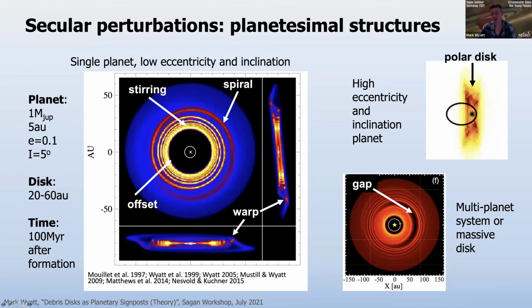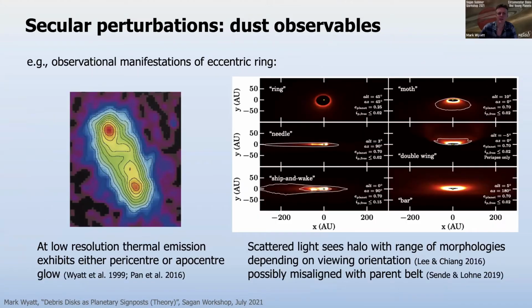And of course, if we see any of these structures, then we can use that to infer something about the planets that could be causing it. And indeed, that was what was used. It was the warp in the Beta Pictoris disk that was used to infer the presence and the properties of the planet that we now know as Beta Pic b, that has since been imaged. Okay, so that's the structure of the planetesimals.